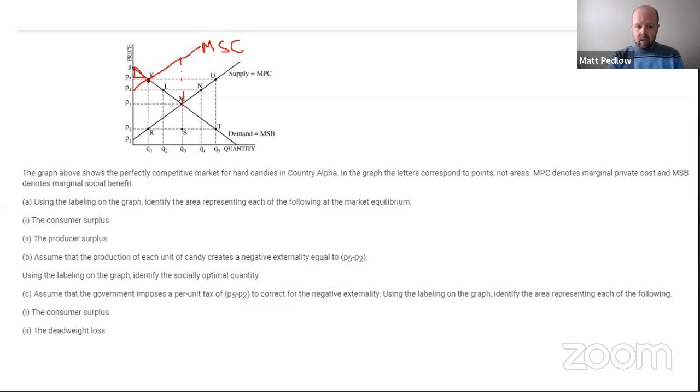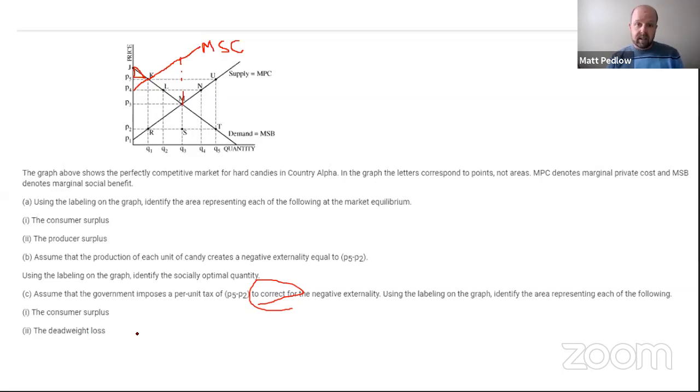But when you go to socially efficient, the key is right here, that word right there. They corrected for the negative externality. Well, if you correct for the negative externality and you're at socially efficient, then there is no deadweight loss because you're at socially efficient. So the answer is there is no deadweight loss.